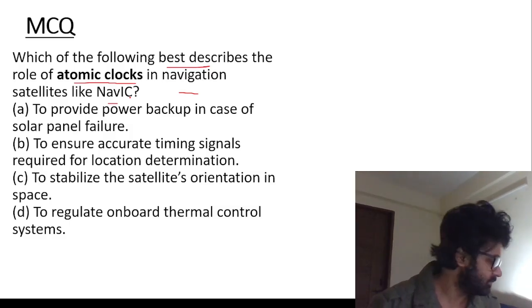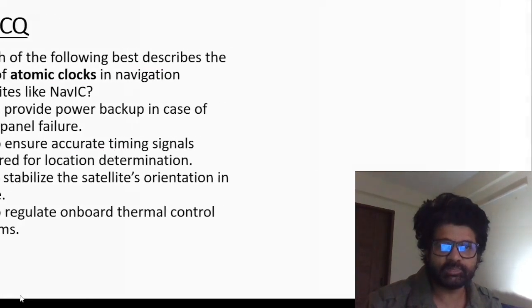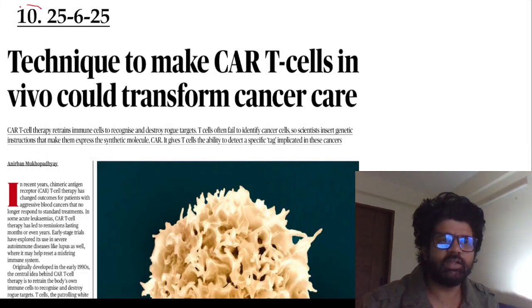It's not very different from other clocks. So what is the basic purpose of clocks? Time, right? To ensure accurate timing signals required for location determination. B is the answer. Next, 10th article of the day.